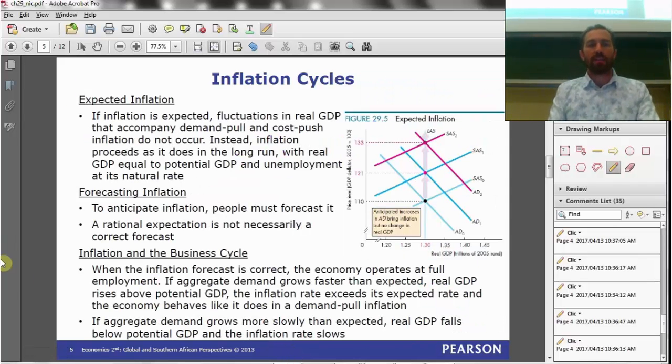What about expectations? Well, if inflation is expected, then fluctuations in real GDP that accompany demand pull and cost push inflation do not occur. Instead, inflation proceeds as it does in the long run, with real GDP equal to potential GDP and unemployment at its natural rate. In other words, let's say that we've just had a situation in our economy where the aggregate supply curve is going to shift to the left, almost certainly, right?